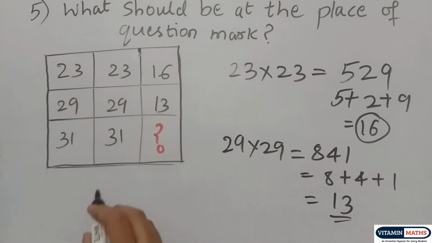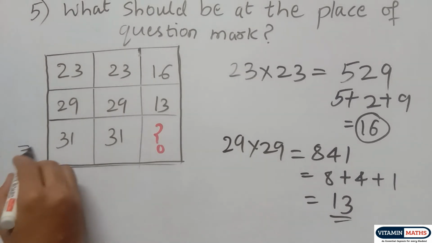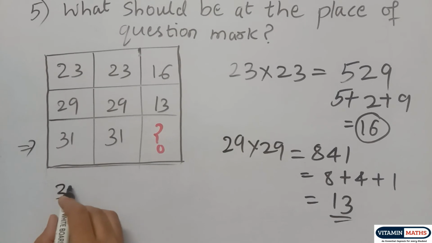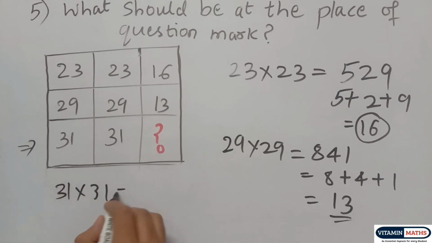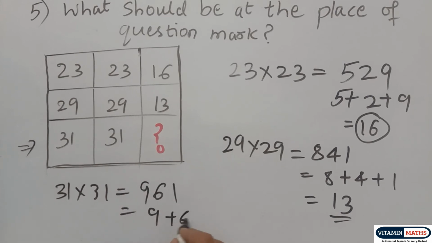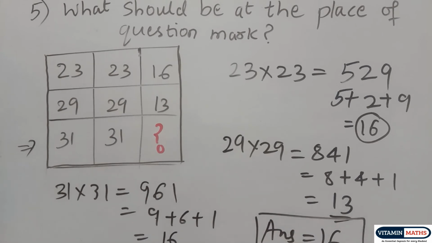Now let's check for the third row here. 31 into 31, that is 31 square, is 961. That is equal to 9 plus 6 plus 1. 9 plus 1 is 10, 10 plus 6 is 16. So the missing number, the question mark number, is 16. The answer is 16. Let's solve some more examples.